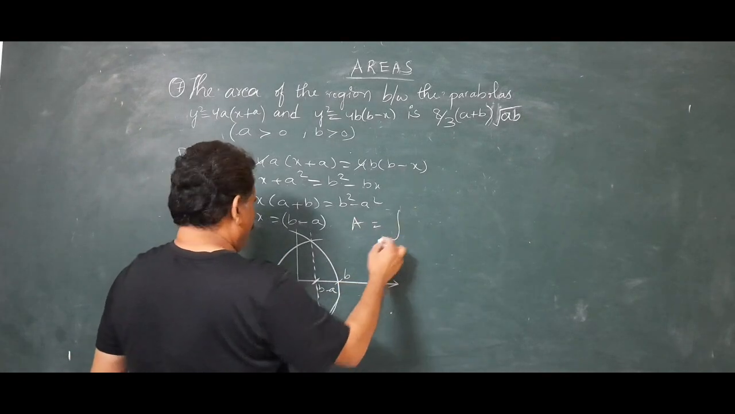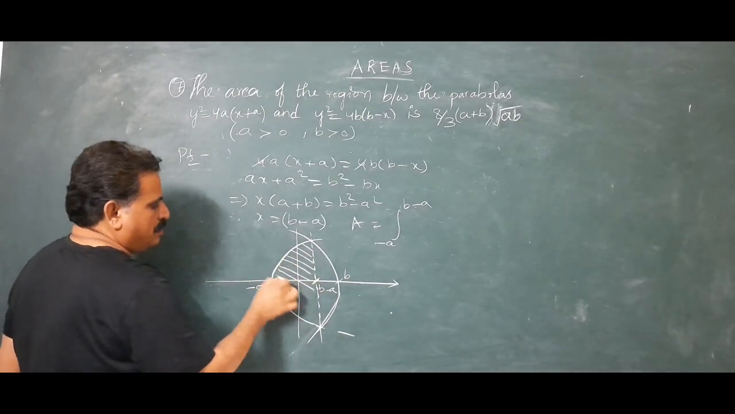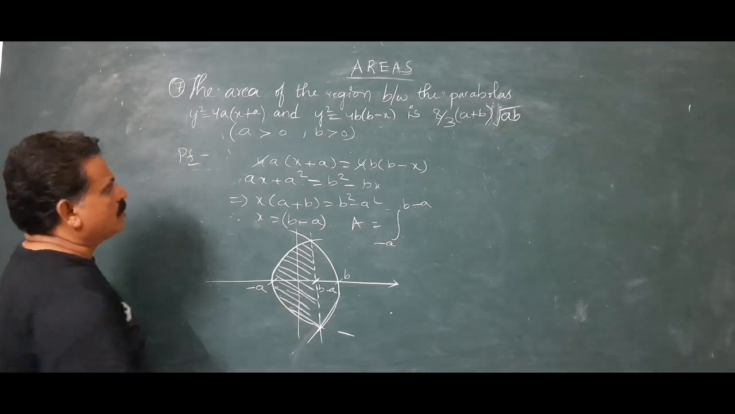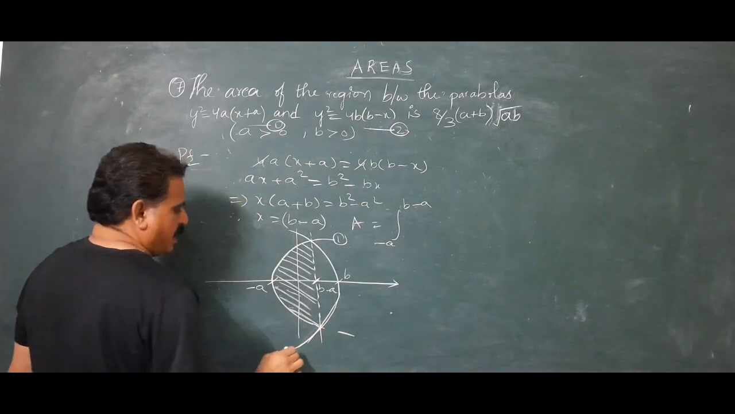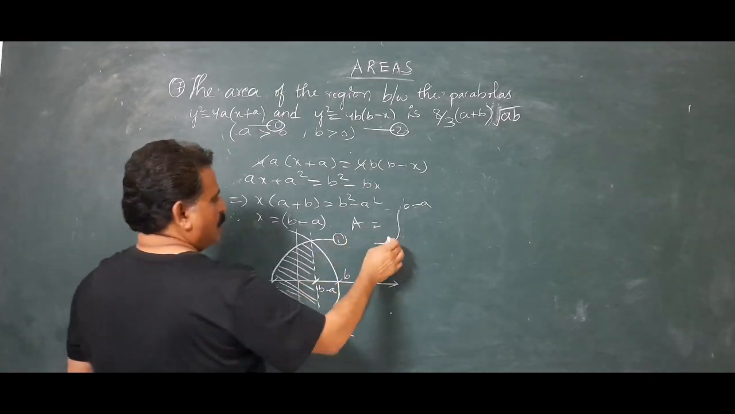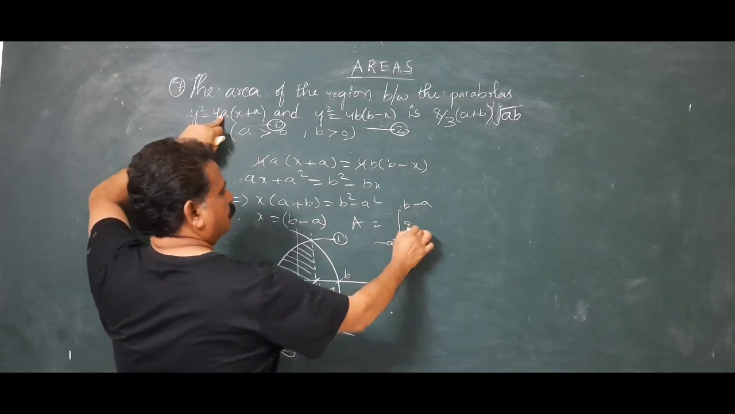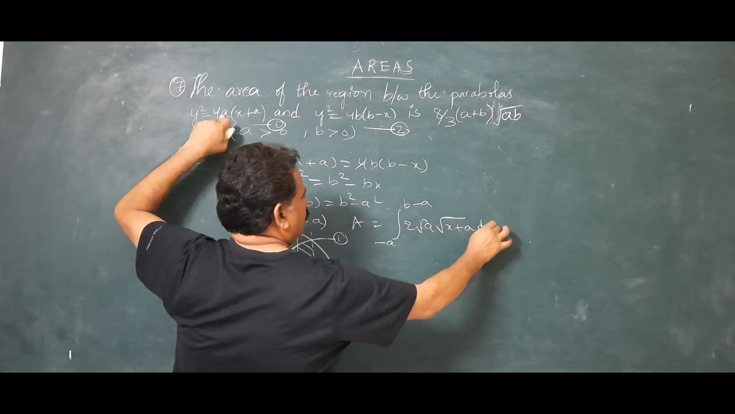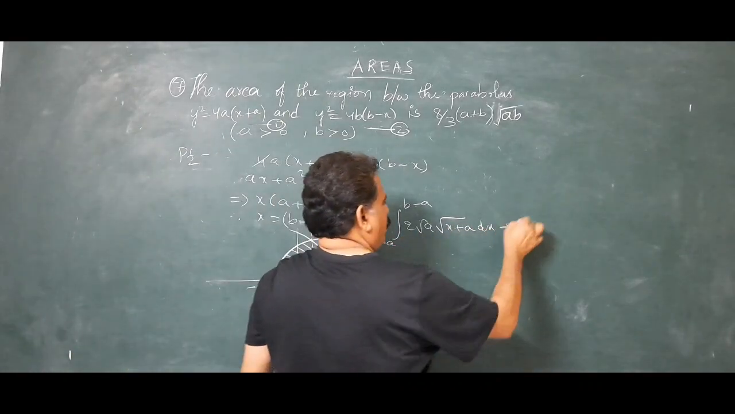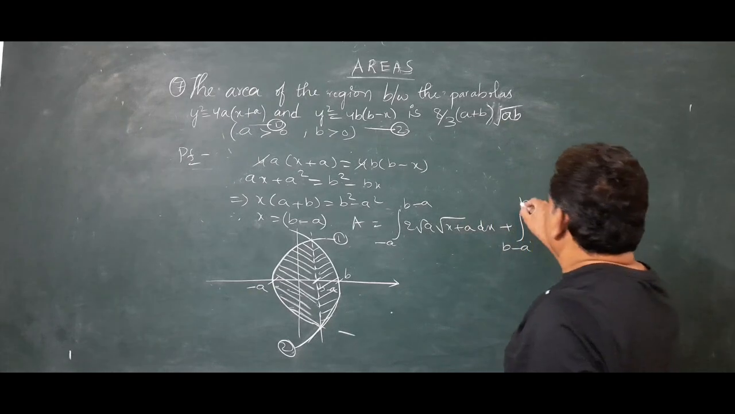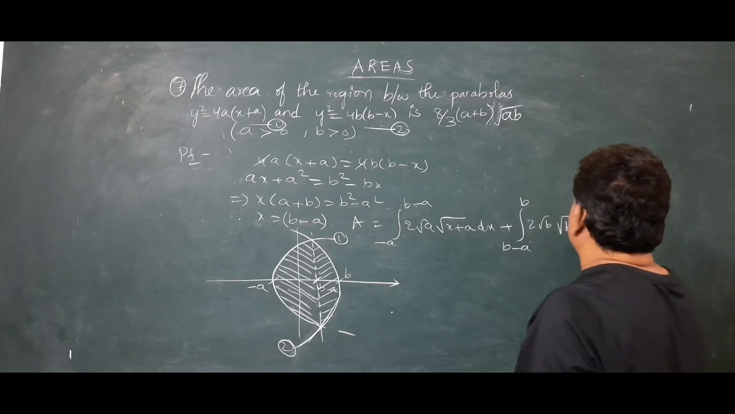So the area equals the integral from minus a to b minus a of the first curve, y square equal to 4a into x plus a, that is y equal to 2 root a into root of x plus a, dx, plus the second curve, the integral from b minus a to b, that is 2 root b into root of b minus x, dx.